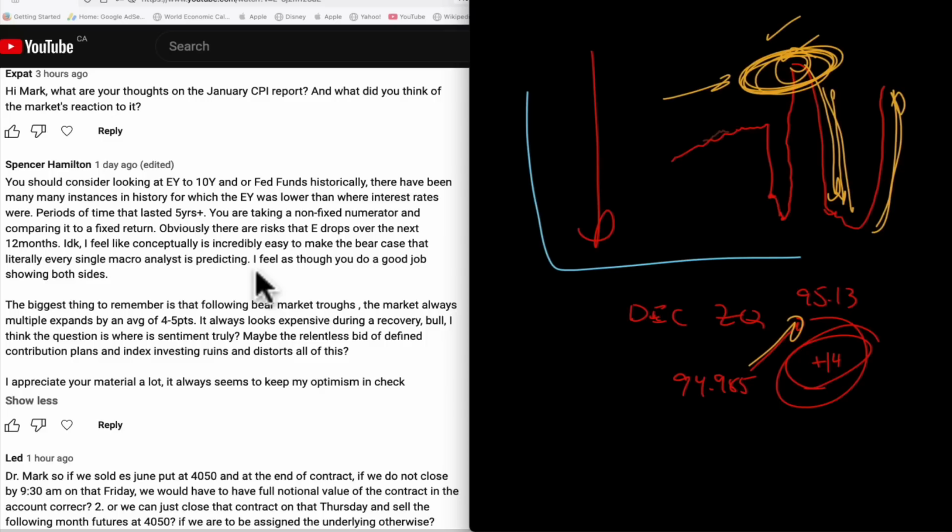I don't know. I feel like conceptually it is incredibly easy to make the bear case that literally every single macro analyst is predicting. I feel as though you do a good job showing both sides. Oh, no, that's a compliment. I'll take it.